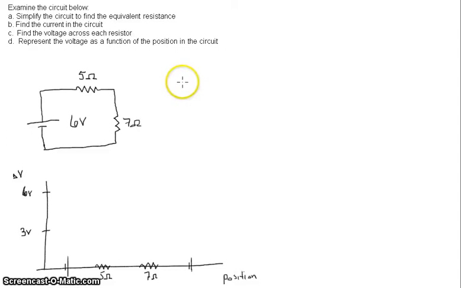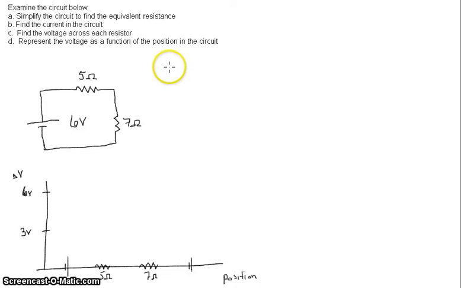Alright, here we're going to be analyzing a simple series circuit. You have a 6-volt battery in series with 5 ohm and 7 ohm resistors. Simplify the circuit to find the equivalent resistance. The first step in analyzing any circuit is to look at it and simplify it to one equivalent resistor.